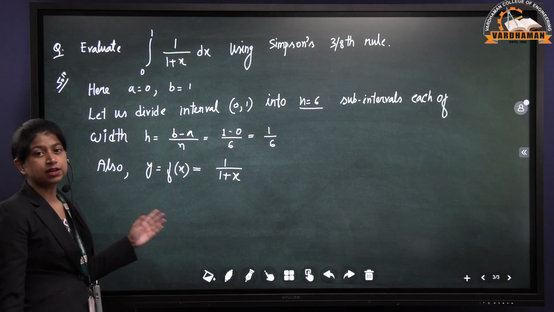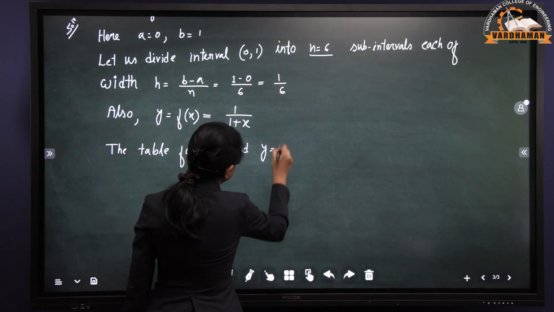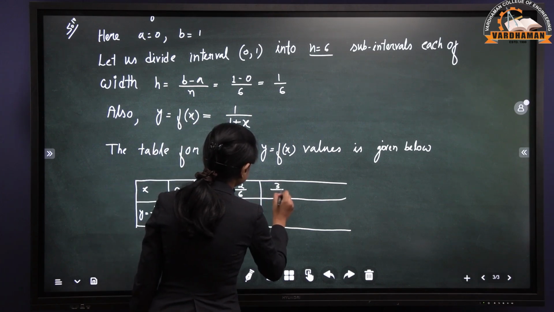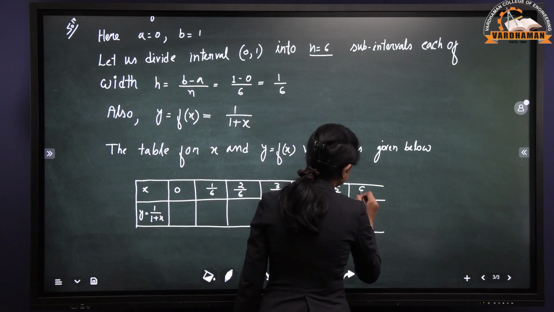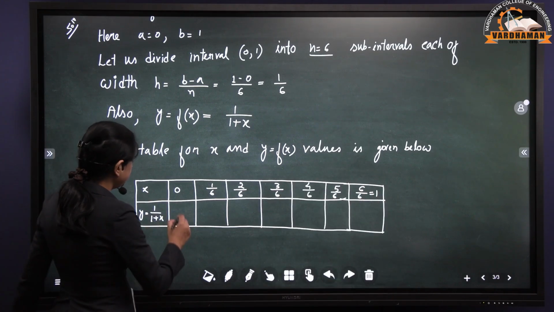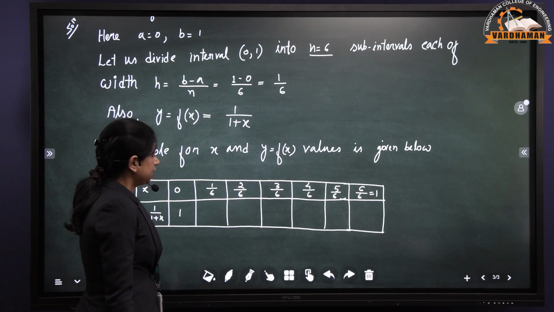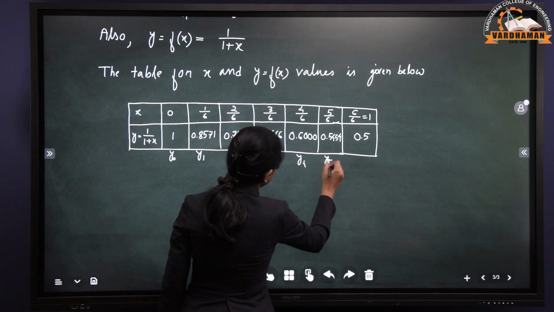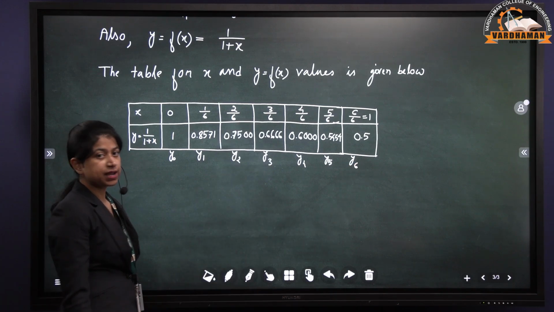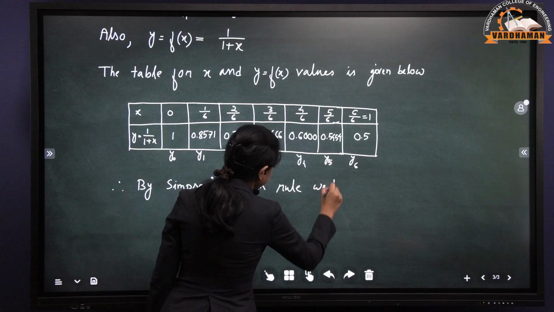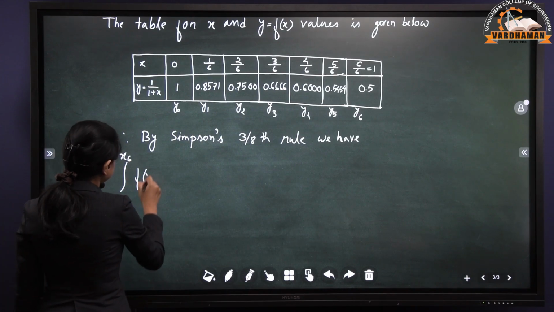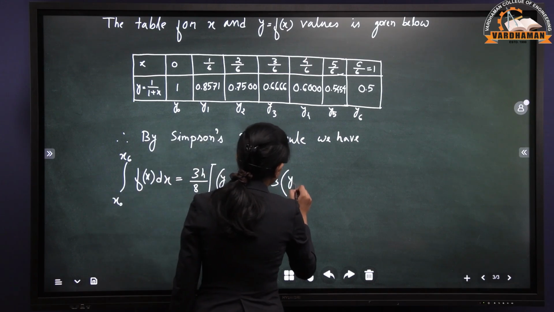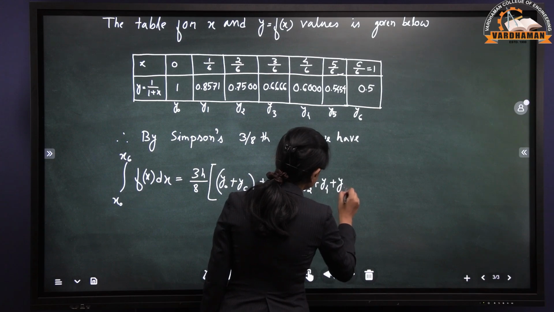Now we will make a table for x and y values. The table for x and y equal to f of x values is given below. The x values will be starting from 0, 1 by 6, 2 by 6, 3 by 6, 4 by 6, 5 by 6 and 6 by 6, which is equal to 1. If x is 0, then y will be 1. For these values, we will use calculator and we will get these values. This is y0, this is y1, this is y2, this is y3, y4, y5 and y6. Let us put these values in Simpson's 3/8 rule. Therefore, by Simpson's 3/8 rule, we have integration x0 to x6 f of x dx is equal to 3h/8 y0 plus y6 plus 3 into y1 y2 plus y4 plus y5 plus 2 into y3.